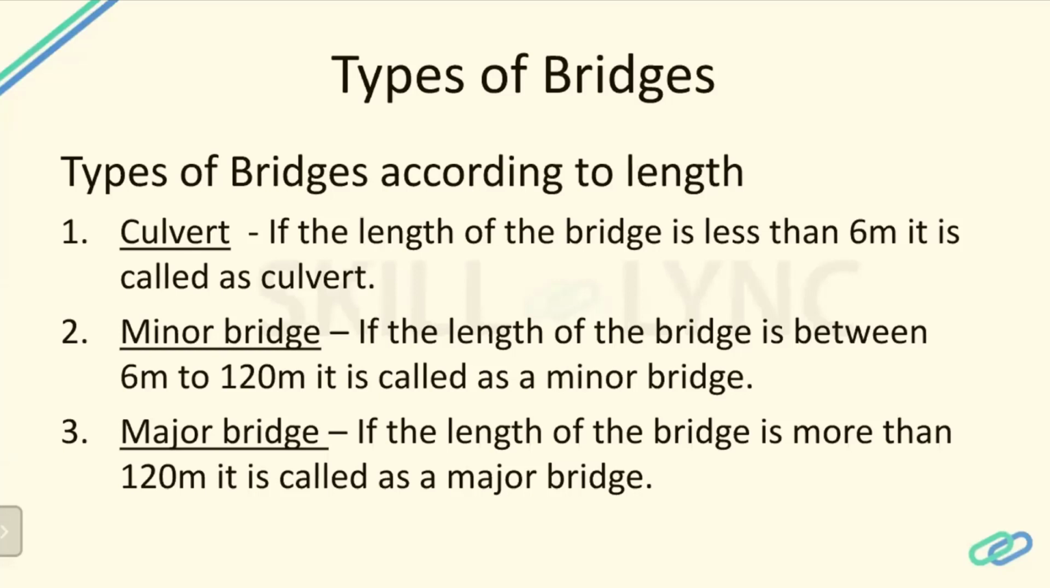So a lot of culverts are there, and the specification according to IRC is that it should be less than 6 meters. And if the length is between 6 meters and 120 meters, it is called a minor bridge, and greater than 120 meters, it is called a major bridge. Okay, so this is a textbook classification according to old codes.